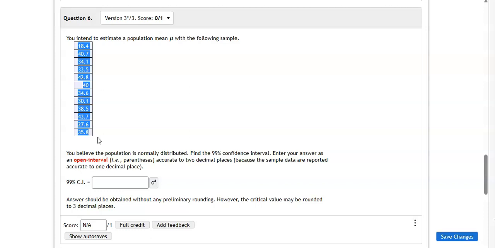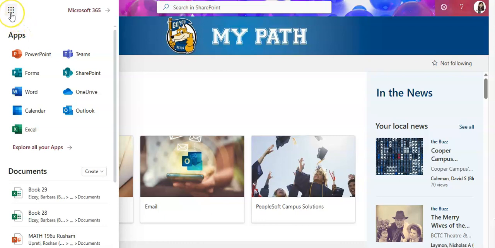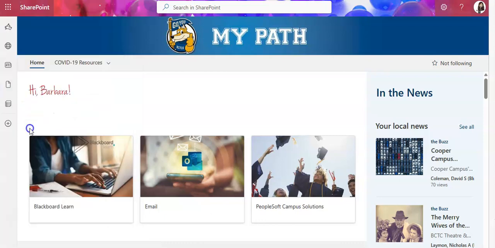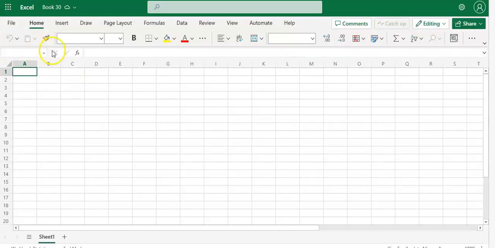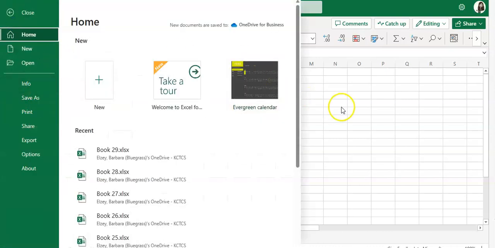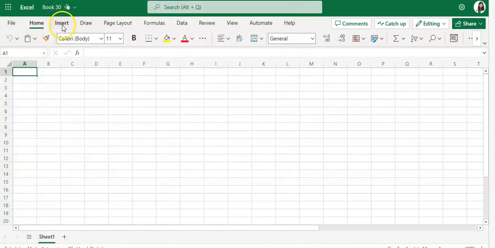Now, we could use the t-distribution that we have as a file in our course, but instead I'm going to use Excel since we'll be using Excel to find our mean and our standard deviation for this. So I'm going to go to my path. I'm going to go to the little waffle, and there's Excel, so I'll open it up and just a blank workbook. And I'm going to insert this data.